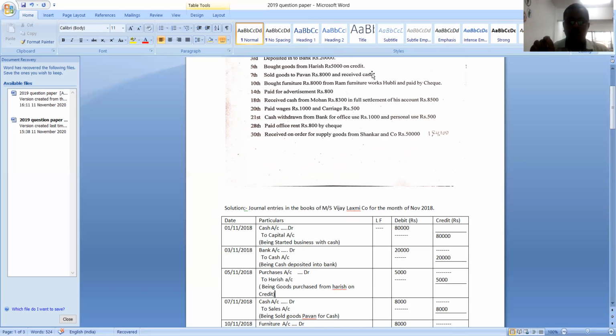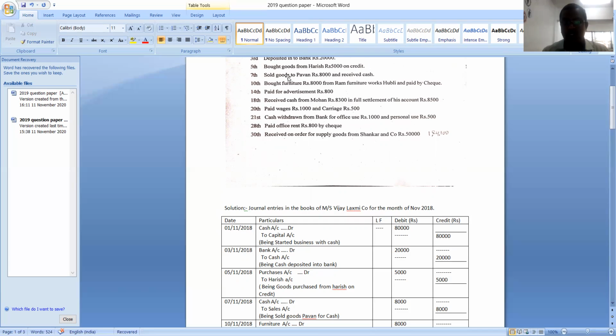See here, if you find the name of the person in a transaction, you should be careful. Understood? In this, see here also they have mentioned the name of the person called Harish. Here also they are mentioning the name of the person called Pawan. But what is the difference between these two transactions? First of all, difference is purchases and sales. Okay, what is the further difference? Here it is credit transaction. Here it is cash transaction.